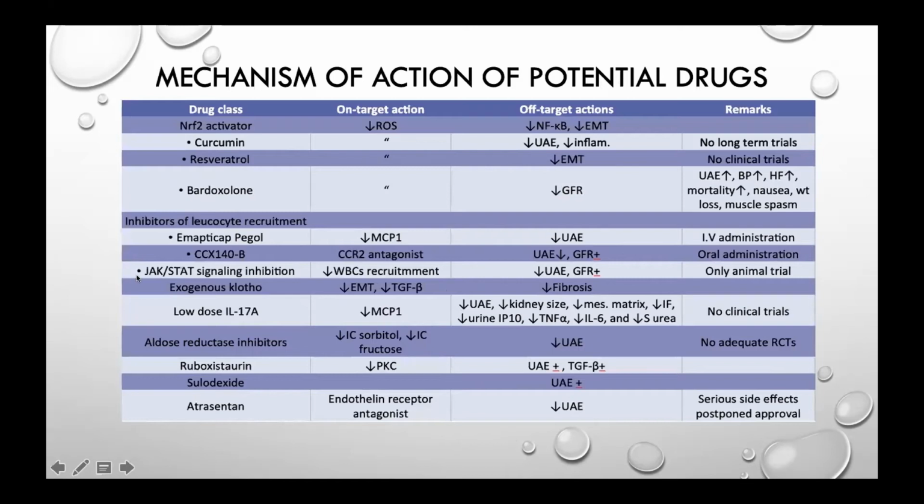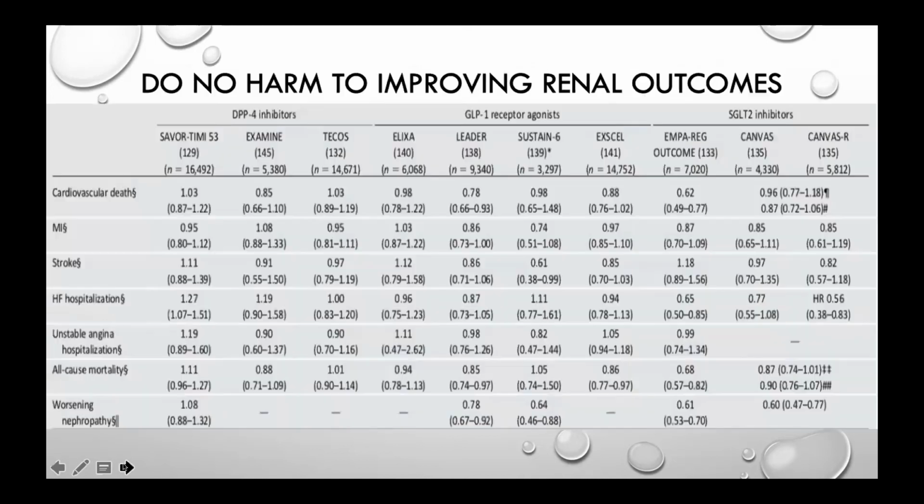A lot of potential drugs in the armamentarium, and you can see NRF2 activators, pyridoxamine. You've got the inhibitors of leukocyte recruitment. You've got JAK-STAT inhibition, Klotho, exogenous Klotho. You've got IL-17 low dose, aldose reductase inhibitors that probably our next speaker will be talking about. And there are a lot of off-target as also on-target actions. And there are some trials that they may have renal benefits also. So the drugs started off with causing no harm, and now these drugs are improving renal outcomes, which is very exciting.